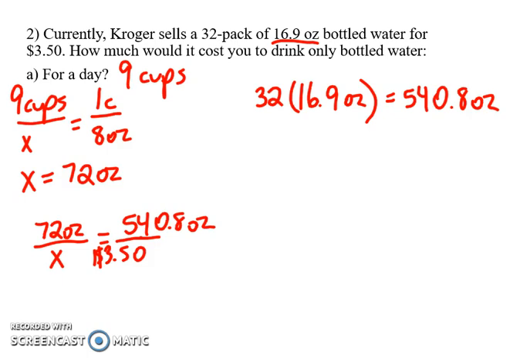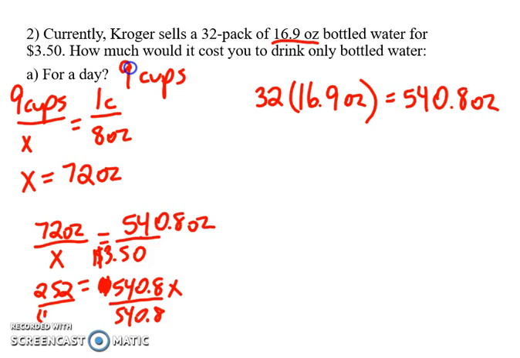So when I cross multiply my proportion, I'm going to get that 252 is going to equal the 540 and 8/10 ounces times X. I'm going to divide both sides by the 540 and 8/10.